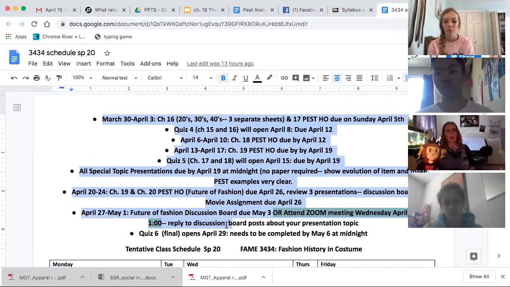I've set the due dates in Blackboard. If you go into your grade book in Blackboard, you should be able to see all the assignments that you need to finish out the semester and the due dates. Not that I can think of off the top of my head. Okay. Does anyone else have any other questions that I can answer for you?